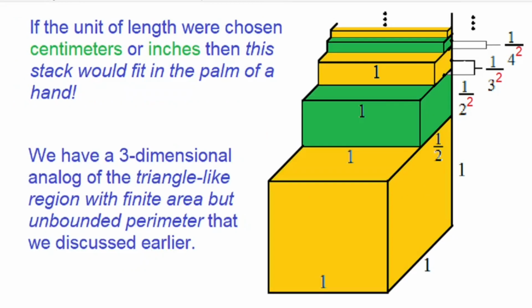The stack of infinitely many boxes that we just talked about can be quite small. If we pick the unit of length to be centimeters or inches, then the stack is small enough to fit in the palm of a hand, even though it has infinite surface area. In a way, this is a three-dimensional analog of the triangle-like region that we talked about earlier, which had finite area but unbounded perimeter. Well, that concludes our discussion of this paradox. Thanks for watching.